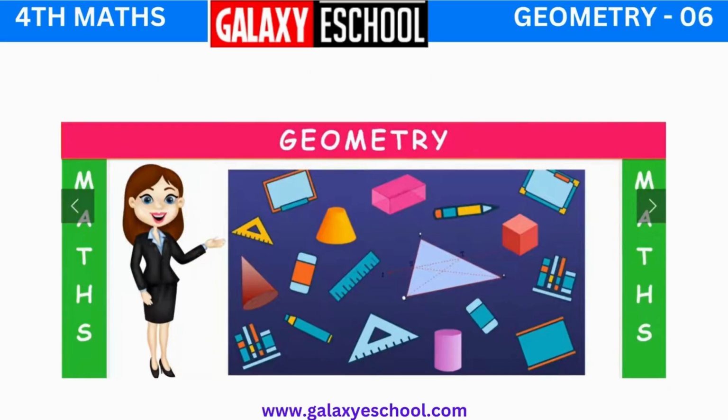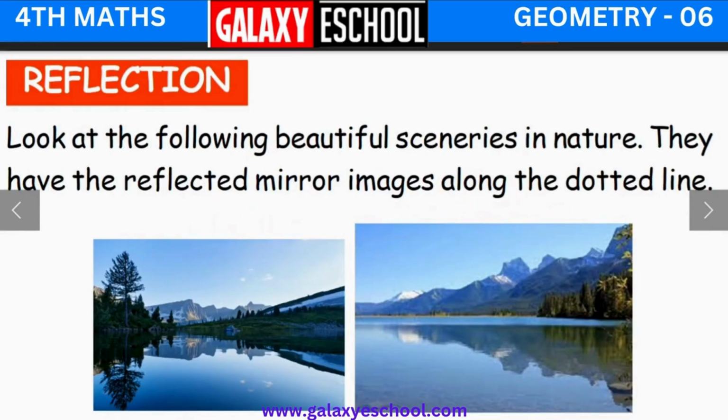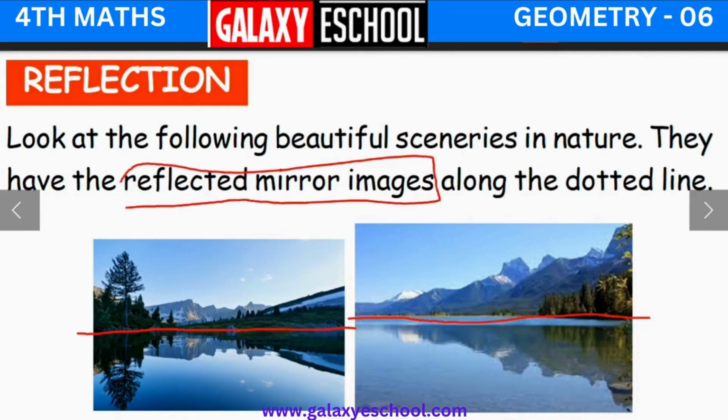Hello children, so in today's class let us learn about reflection. Look at the following beautiful sceneries in nature. They have the reflected mirror images along the dotted line. Here the dotted line is missing, so I'll draw a line, okay? So what is this reflection? What do we mean by the reflected mirror images?